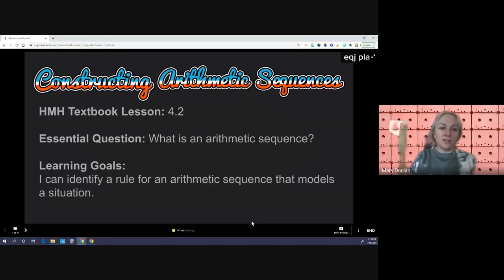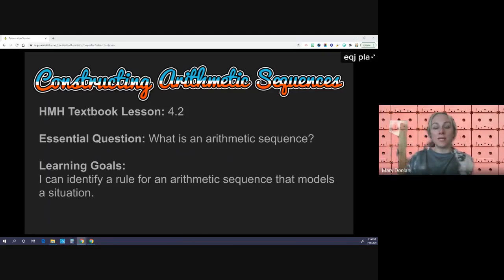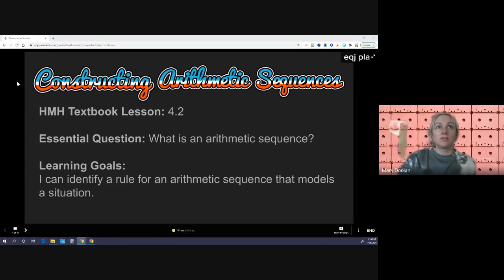We are working on constructing arithmetic sequences today, and this goes with lesson 4.2 out of your HMH textbook. Your essential question: what is an arithmetic sequence? We defined this already on Tuesday, and now we're going to define it even more. Your learning goal: I can identify a rule for an arithmetic sequence that models a situation.